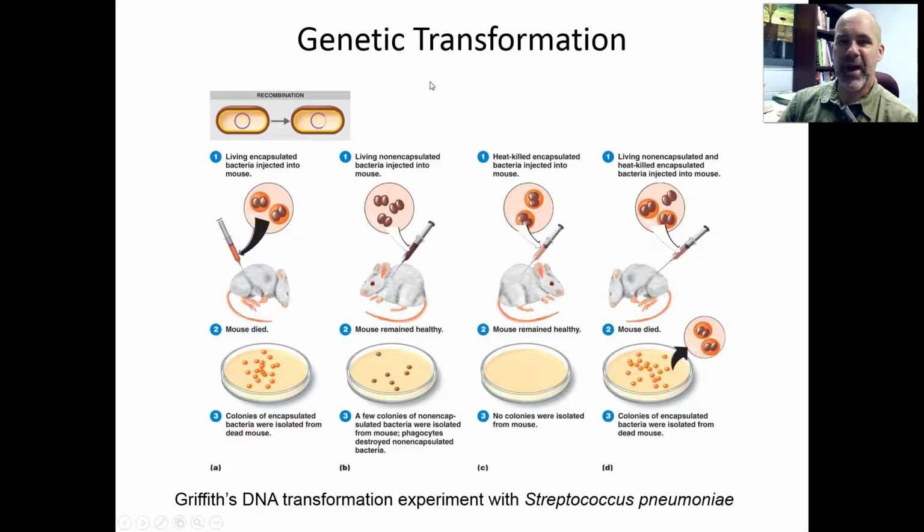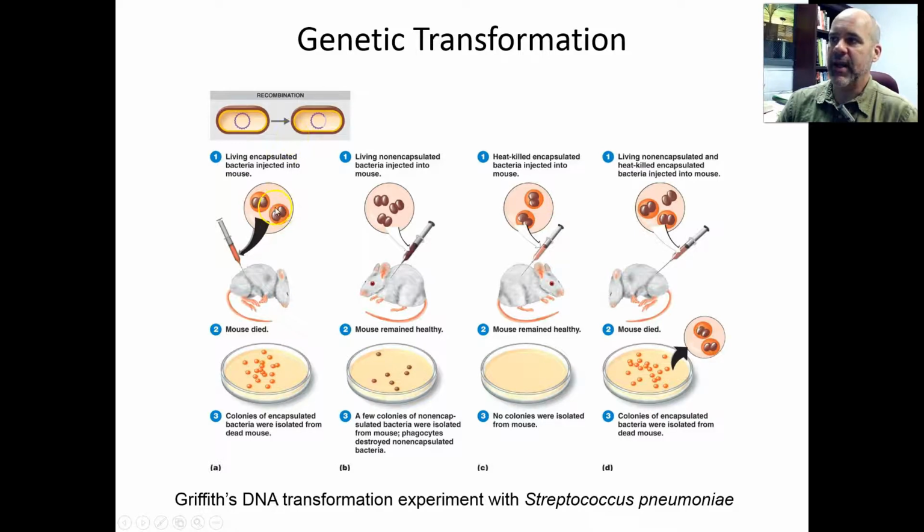Okay, how did we figure out that genetic transformation takes place? And interestingly enough, there was a microbiologist named Griffith who did a DNA transformation experiment with an organism called Streptococcus pneumoniae. And I'm sure you can figure out what respiratory disease this is a bacterial organism, pretty common cause of pneumonia. He did a really interesting experiment that actually predated our understanding of how DNA to RNA to protein works. Before all of that was worked out, he did a really interesting experiment.